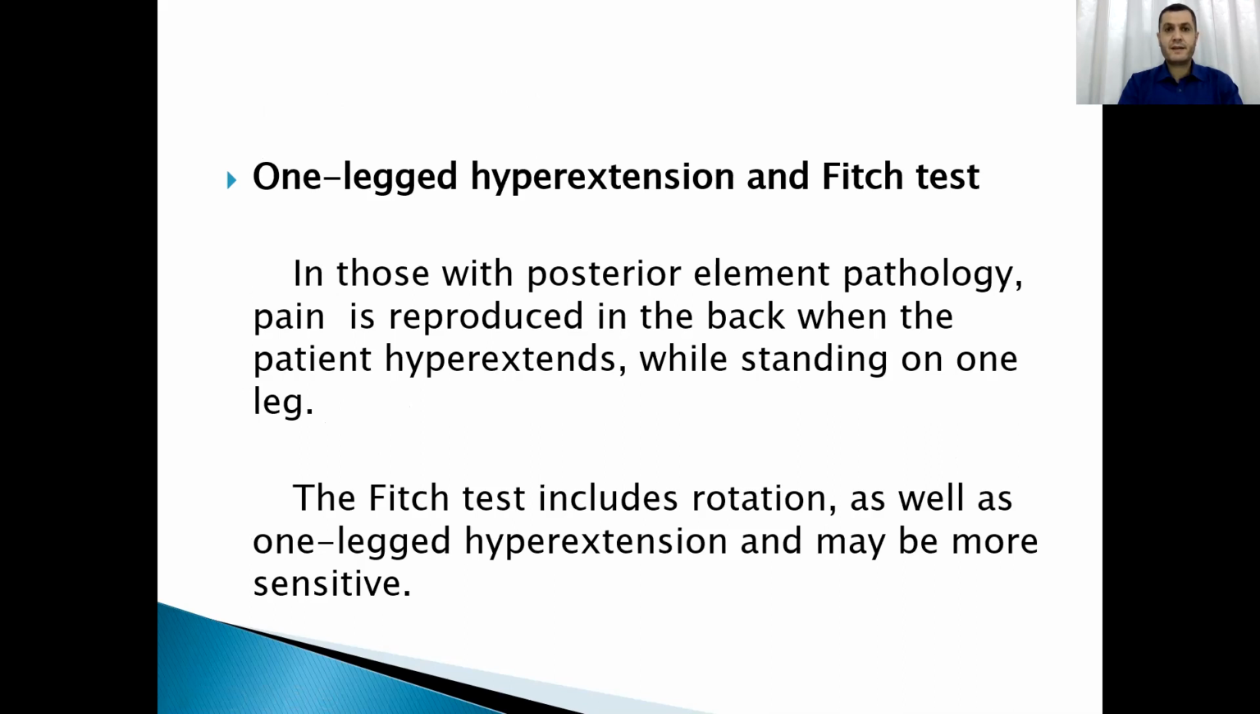Another test is the one-legged hyperextension test, the Fitch test. As we said, lumbar hyperextension causes posterior element pain, like problems in the pars interarticularis. So whenever there's pain, you might suspect a pars interarticularis problem. The Fitch test is actually a one-leg hyperextension test plus a rotation component. This is a more sensitive test. We call it the Fitch test.